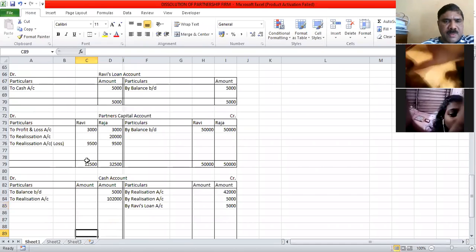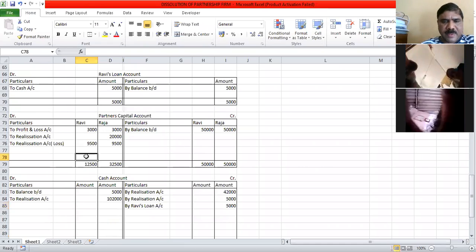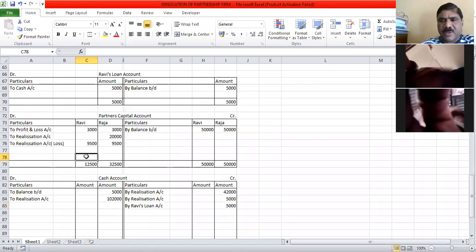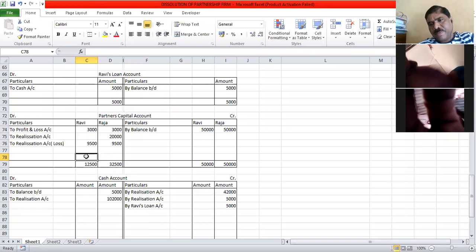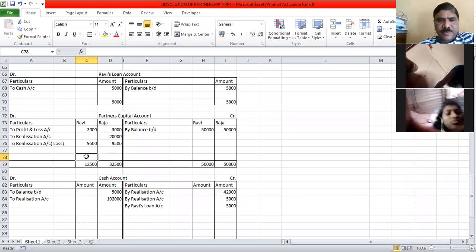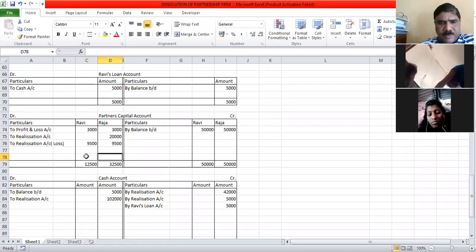How much is the difference amount here? 50,000 minus 12,500. How much does it come to? Quickly. 37,500. Other fellow?